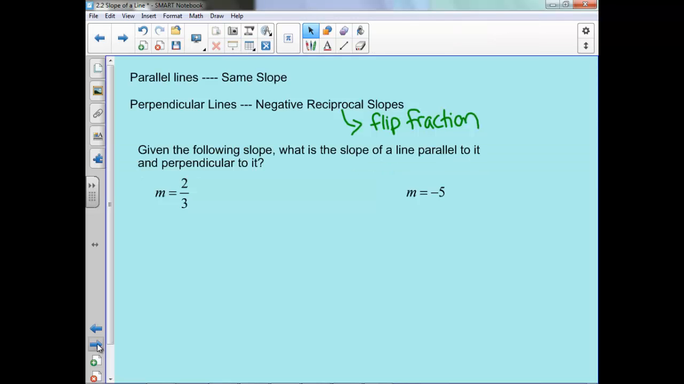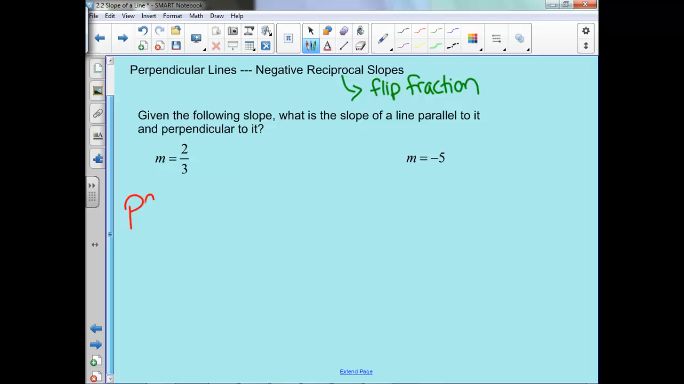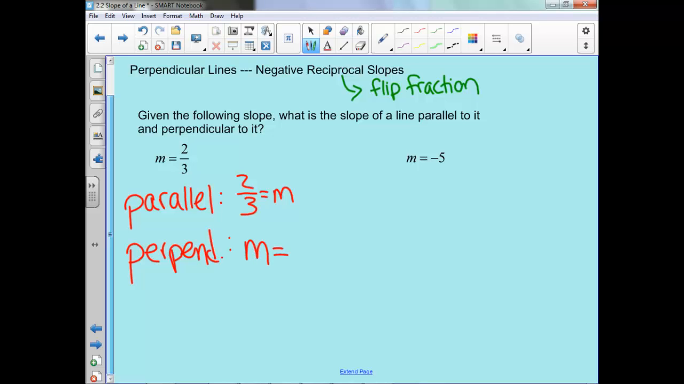So now we're going to be given these 2 slopes. Find what the slope would be of a line that's parallel to it and that's perpendicular to it. So for this first one, if we wanted the slope of the line that's parallel, well, it's the same slope, so it would be 2/3. If we wanted the slope that's perpendicular, our slope would be negative of it, so we'll have a negative. Reciprocal meaning we flip the fraction, so 3 halves.